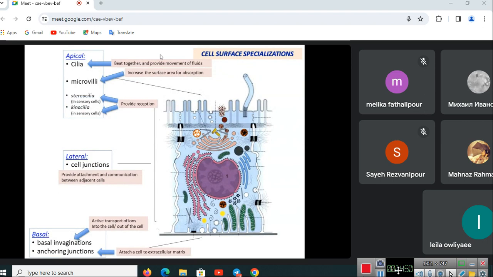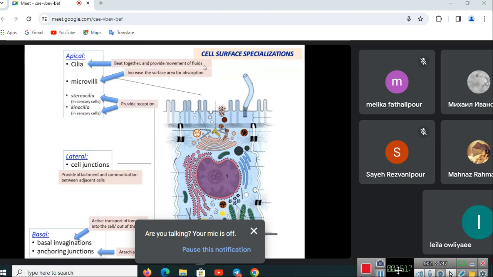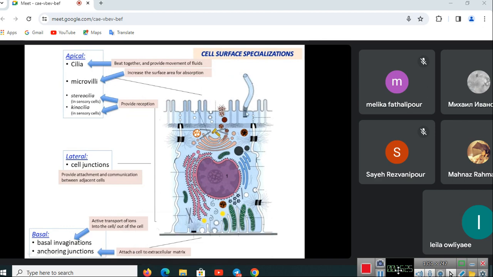Now, cell surface specializations, you know them from the previous topic. So you can find cilia or microvilli or stereocilia or kinocilia upon the apical surface of some cells, not upon all of them, but upon some of them only, basing upon the function of the epithelium and the function of the cells particularly. Here you can see the functions of such cell surface specializations, microvilli and cilia.